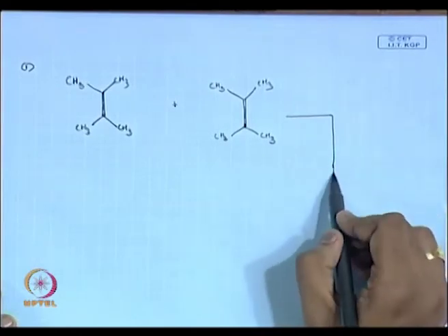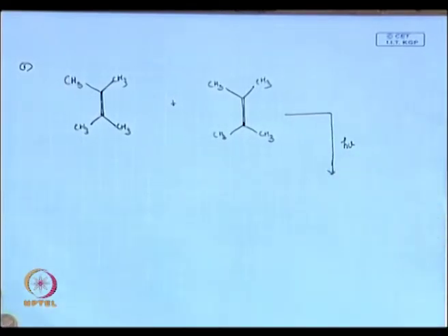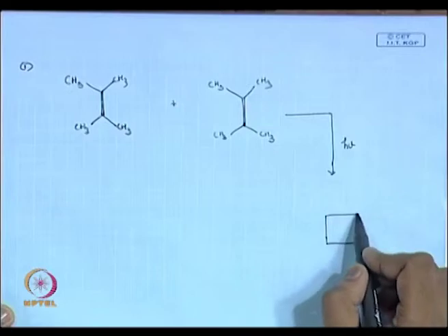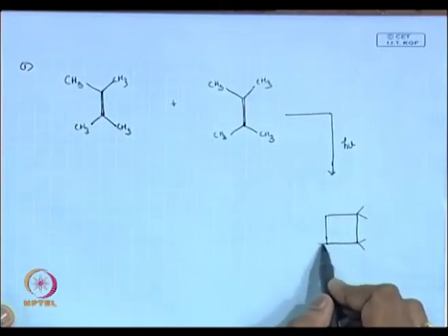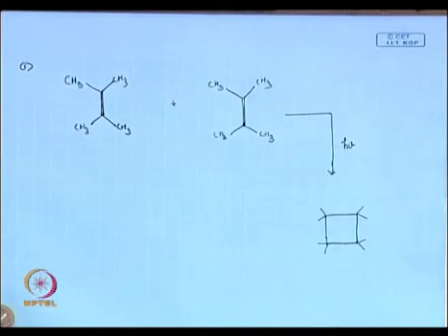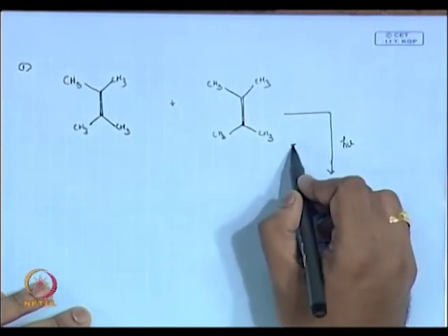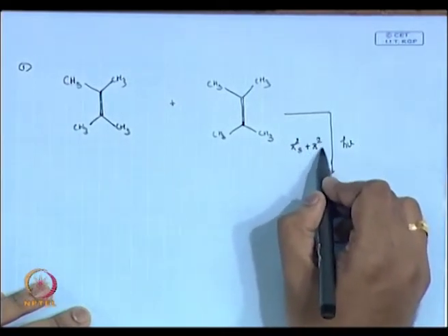So, if you photolyze this reaction, if you excite this, what do you end up with? First we will write the product. You end up with a cyclic product like this, right. So, what mode of addition is this reaction? It should be supra, right. So, we should call it pi 2s plus pi 2s, right.